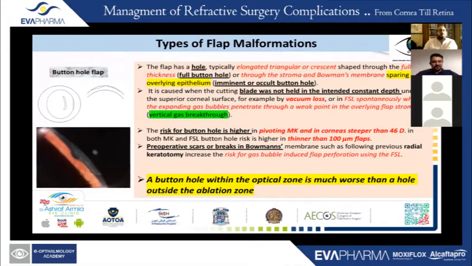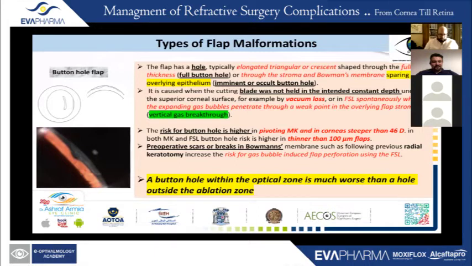In the microkeratome, when the blade, with the vacuum loss, can go under the corneal surface by the vacuum loss. But in the femtolasic, the bubbles can expand, penetrating through the weak point of the underlying flap and lead to vertical gas breakthrough.